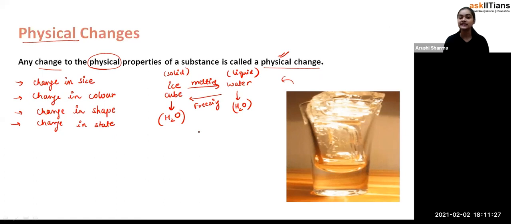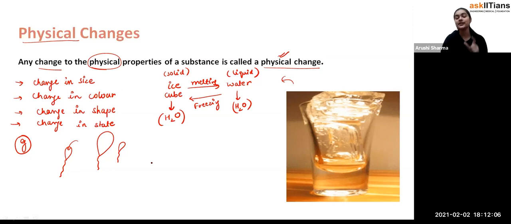Now if we talk about change in size, let me give you one example. There is a balloon. If you blow more air into it, its size is going to change. But if you release that amount of air from it, it converts back into that shape, that size. So that could be called a change in size as well, or change in shape. Whenever there is a change in shape and size, we call it a physical change. But their chemical compositions do not change.